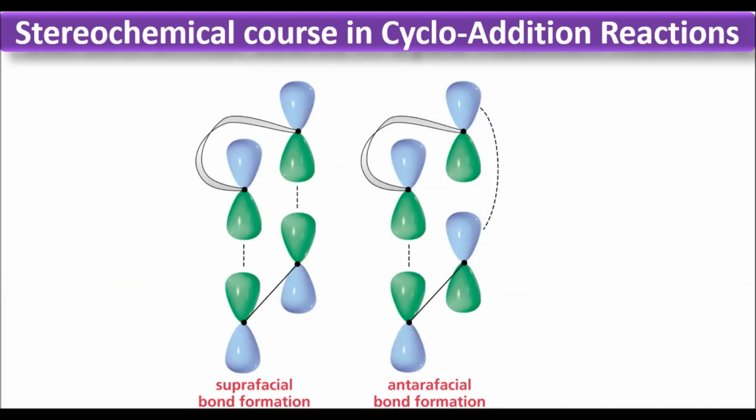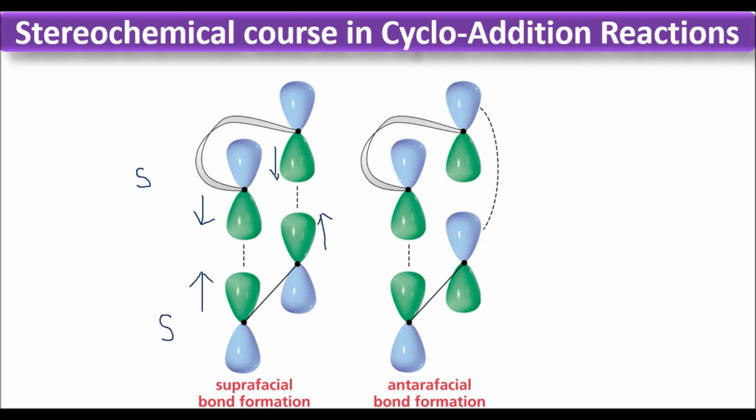So friends, let's see. This is the example. You can easily understand what is supra addition, what is antara addition. This pi partner is going to develop sigma bond at this position, bottom side, and at this position also going to form bottom side. That's why it is called supra mode of cycloaddition. This pi partner is going to develop sigma bond at top side. Here also it is going to form sigma bond at top side. So both are forming top side. Therefore this is also called supra.